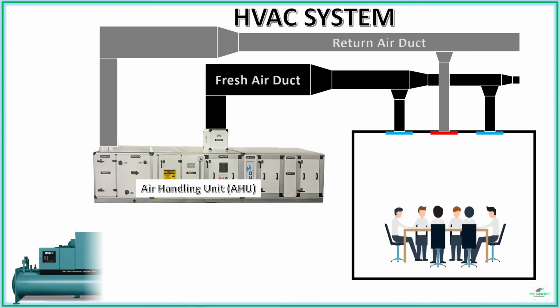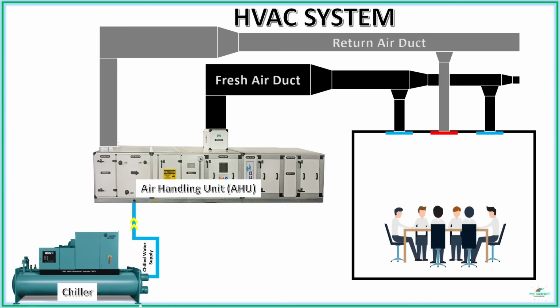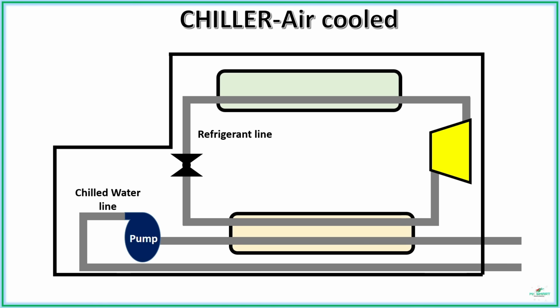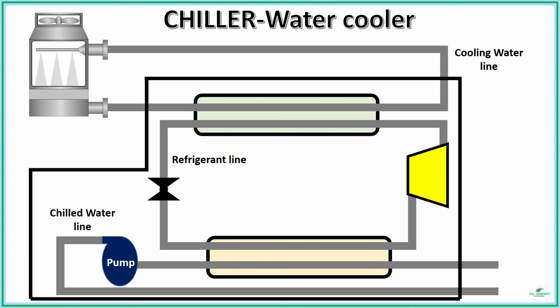A chiller is an electrical unit that produces chilled water by using the refrigeration effect. Typically, a chiller consists of a compressor, a condenser, an expansion valve, an evaporator or a heat exchanger, and a circulation pump to circulate the water to the AHU. In an air-cooled chiller, the refrigerant flowing through the condenser is cooled by atmospheric air. In the case of a water-cooled chiller, the refrigerant is cooled with the help of cooling water from the cooling tower.